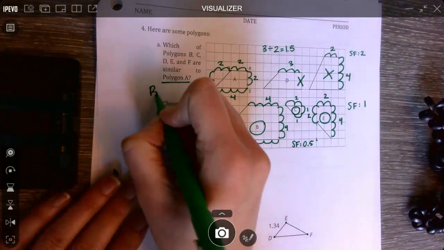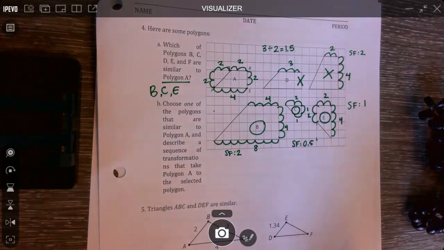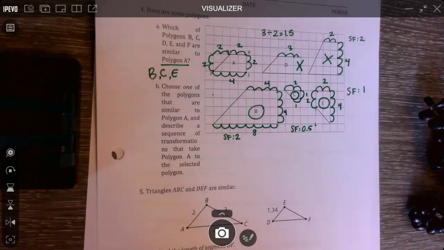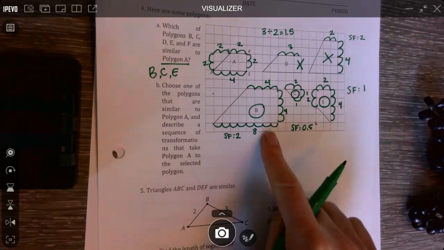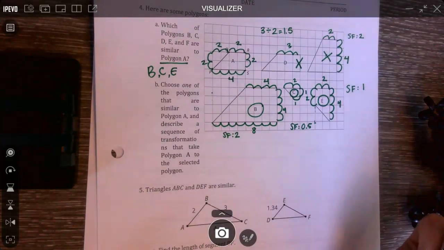So here I should see B, C, and E. You might have gotten partial credit if you only had 1 or 2 of those right. And then you choose one of those, okay? So you pick B, or C, or E. Well, I'm going to pick B because it seems like the easiest one for me, okay?